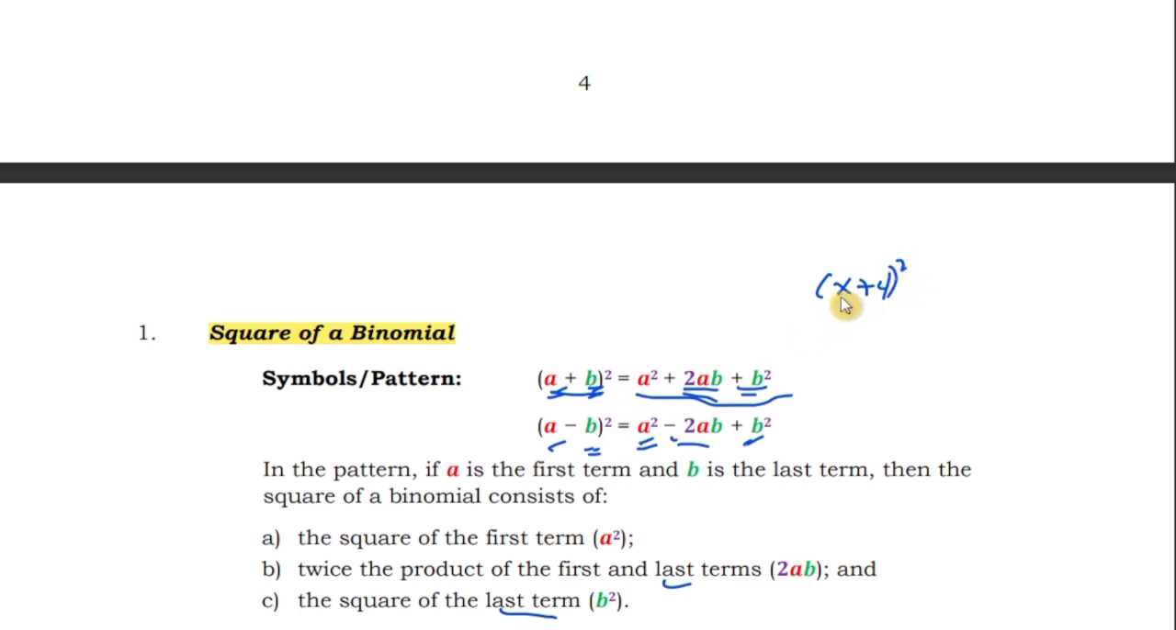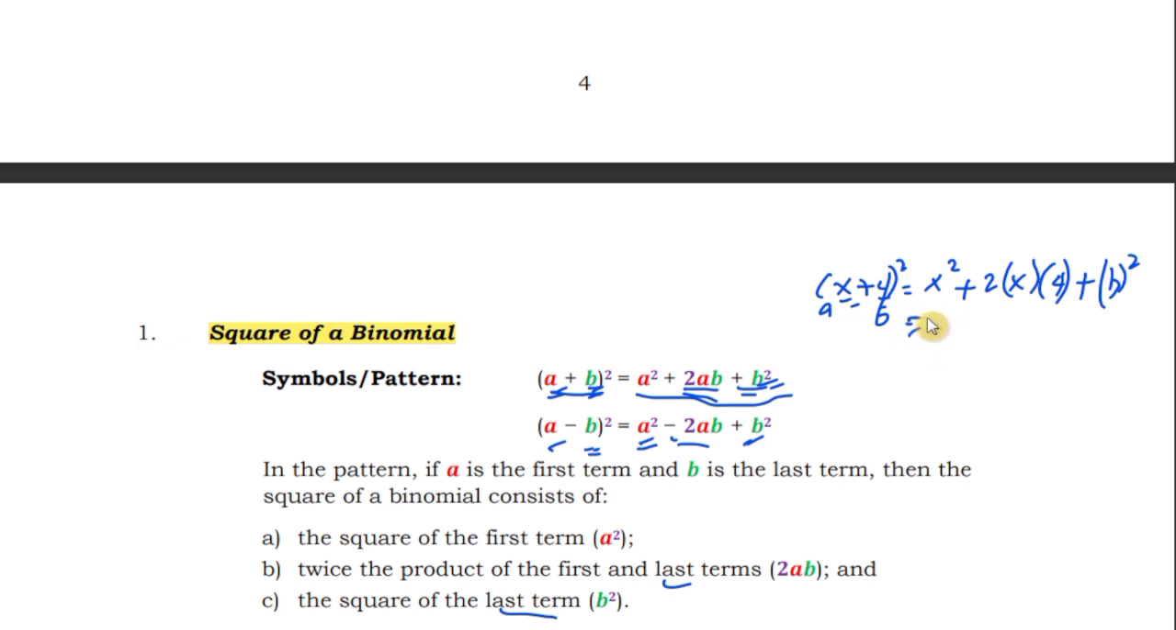Okay, for example, we have here x plus 4 quantity squared. So our first term, our a here, is x, our b here is 4. Or just to say the first term is x, the last term is 4. So we have here the square of the first, which is x. Since it is plus, we have the plus sign here, twice the product of the first term, which is x, and 4, and then the square of the second term, or the last term.